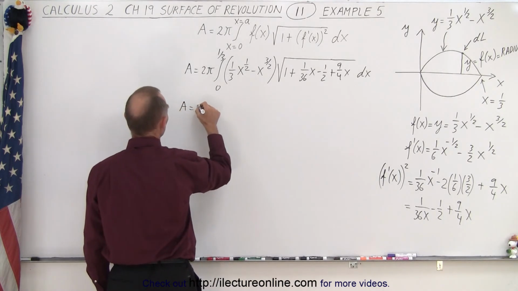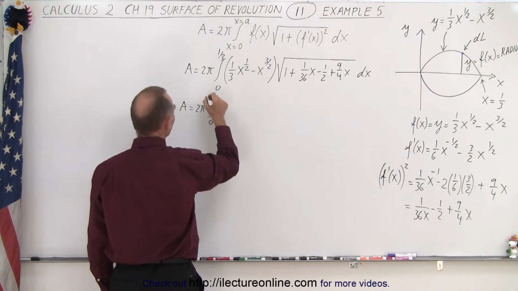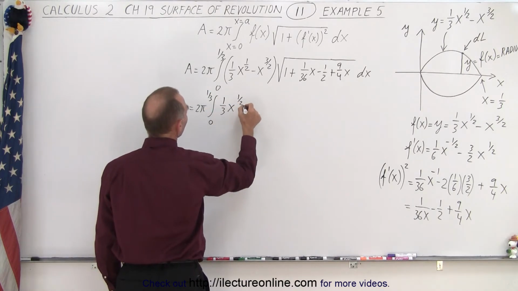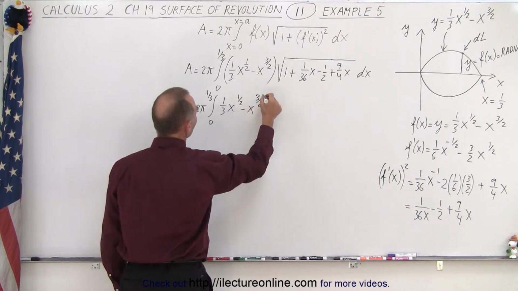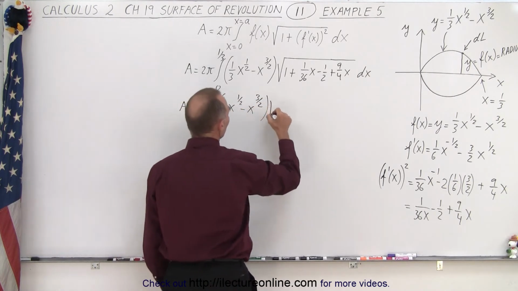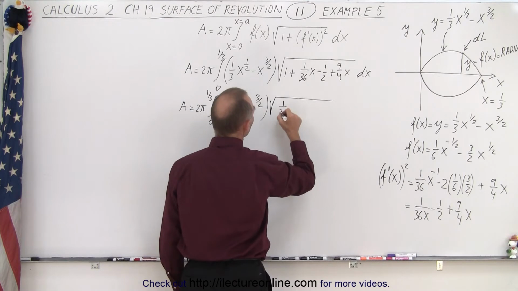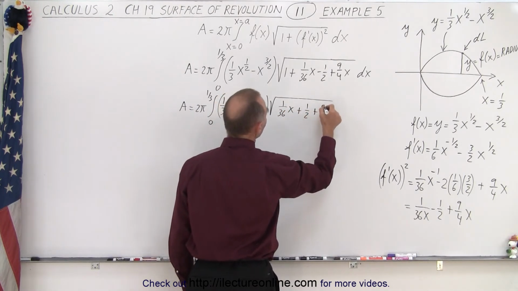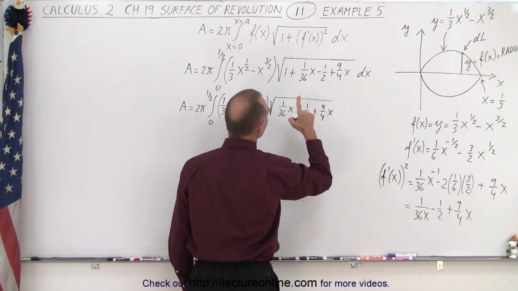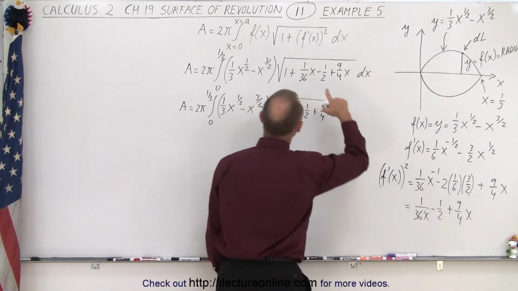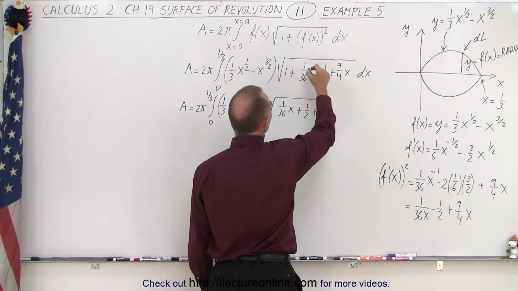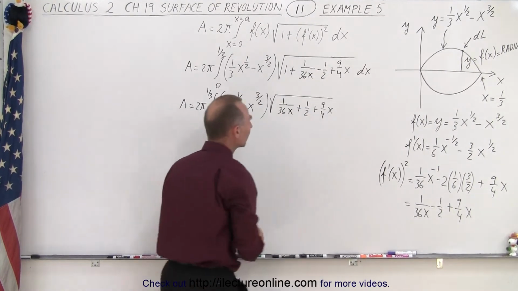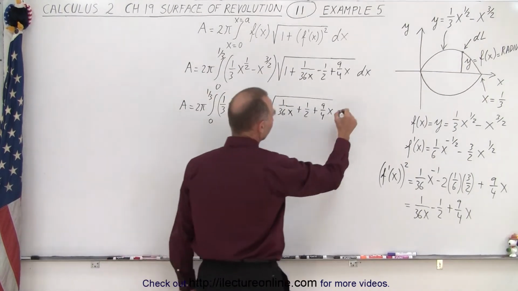So A equals 2 pi times the integral from 0 to 1/3 of 1/3 x to the 1/2 minus x to the 3/2, and this becomes the square root of 1/36x plus 1/2 plus 9/4x. Oop, wait a minute. The x is in the denominator, so we better write that as 36x in the denominator. Same over here. All right, there we go. And now, of course, we still have the dx.